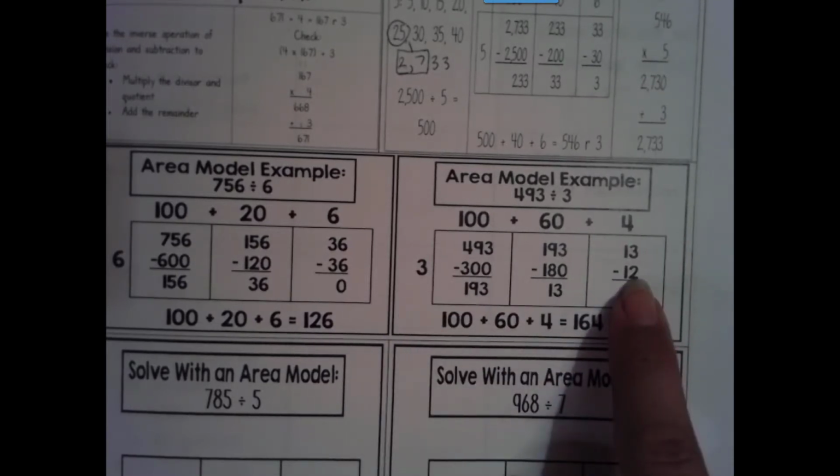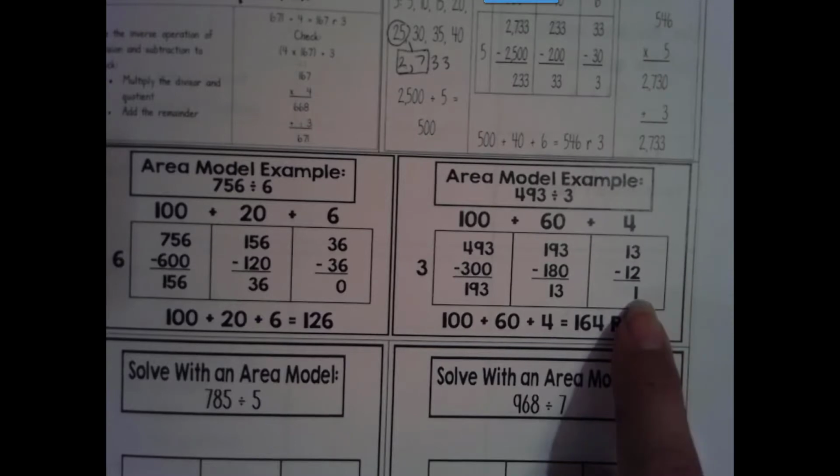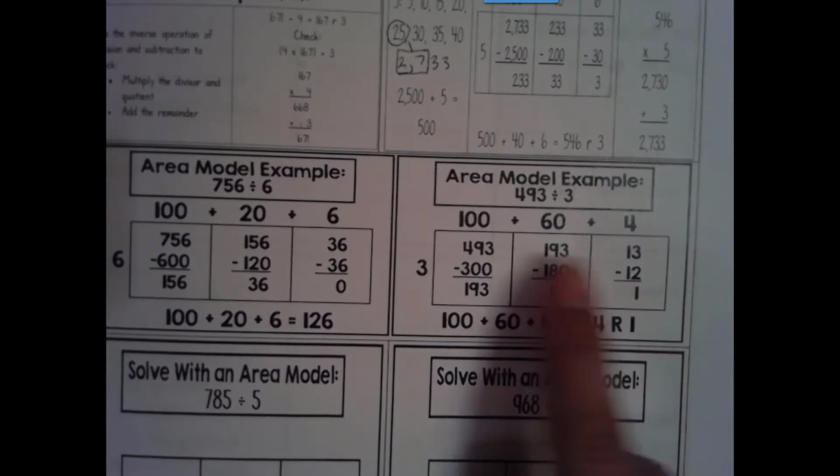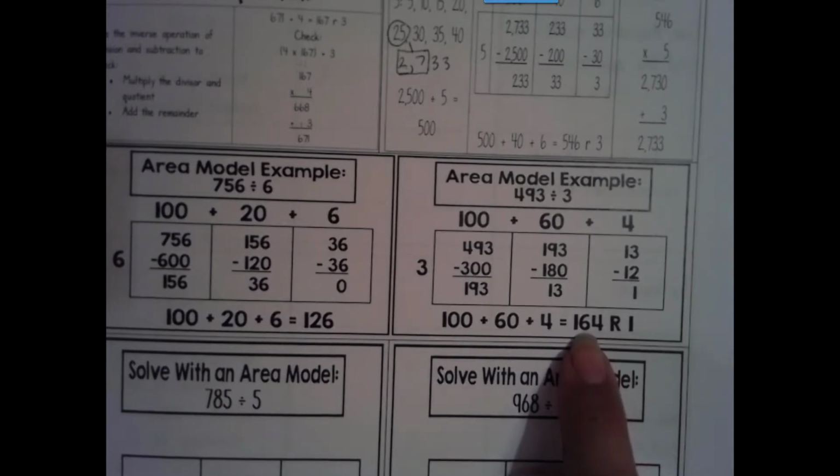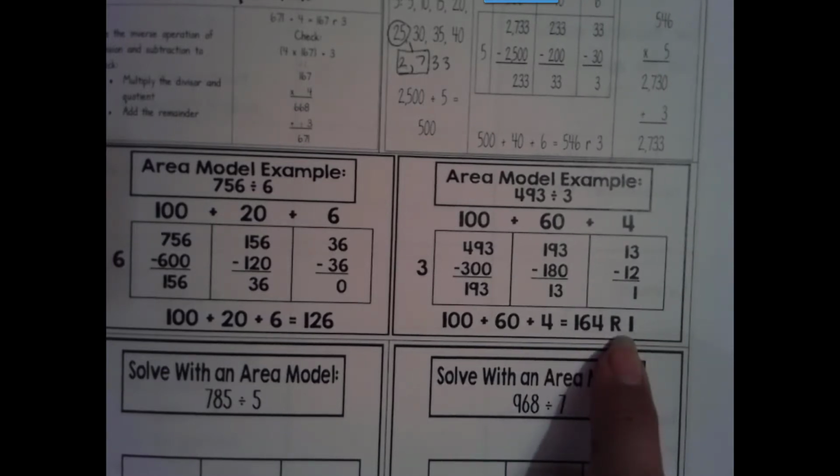And 4 times 3 is 12. I'm left with 1. Can I take any groups of 3 out of 1? Nope, so I'm done, and that is actually going to be my remainder. I add my partial quotients. I get 164, remainder 1.